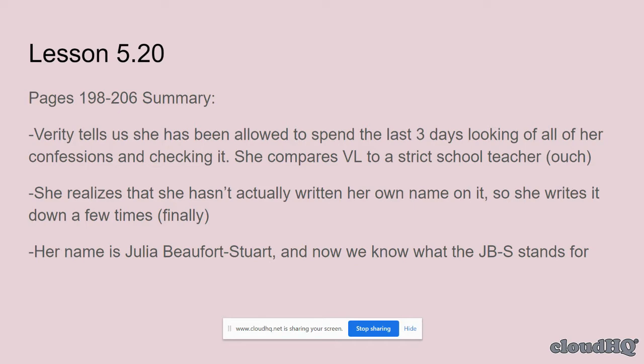She realizes as she's going through that she hasn't actually written her own name on it. So finally, she decides to write down her actual name, which is really long. But her name is actually Julia Buford Stewart. So now we know what that JBS stands for. So if you go back and you look at the top of some of the pages, it has Maggie, which is the location in France. It has the date, and then it has JBS. So that JBS is actually her initials.